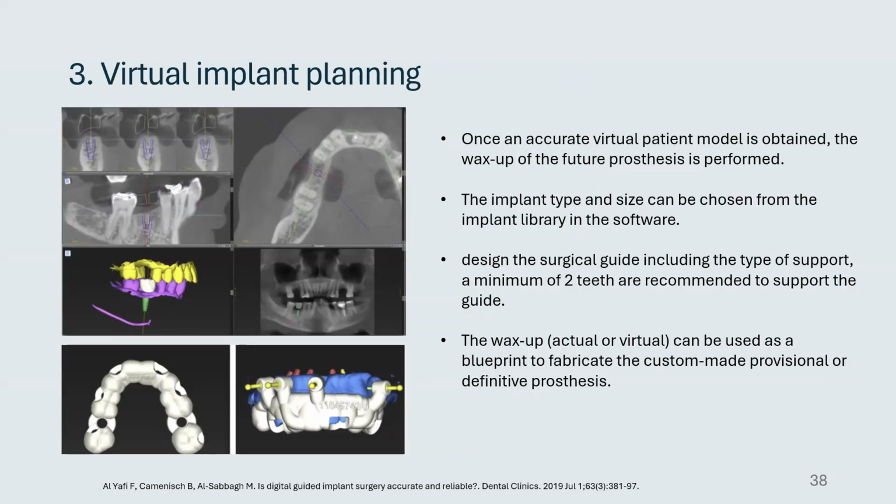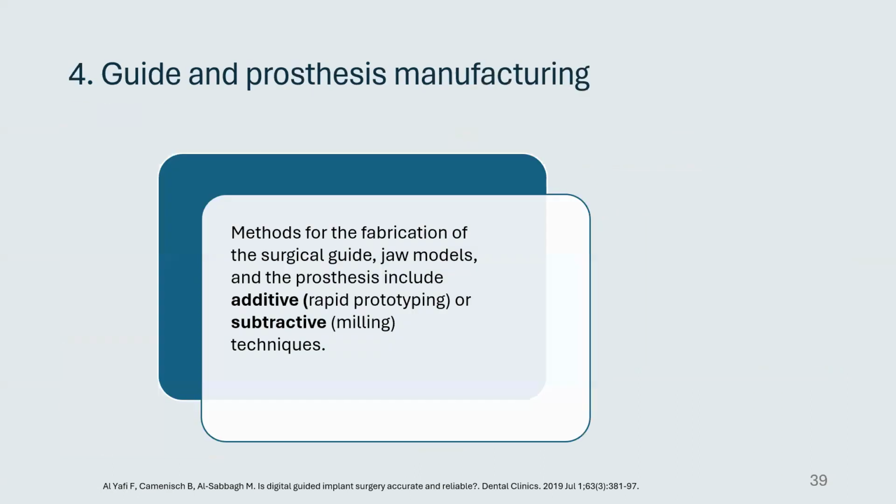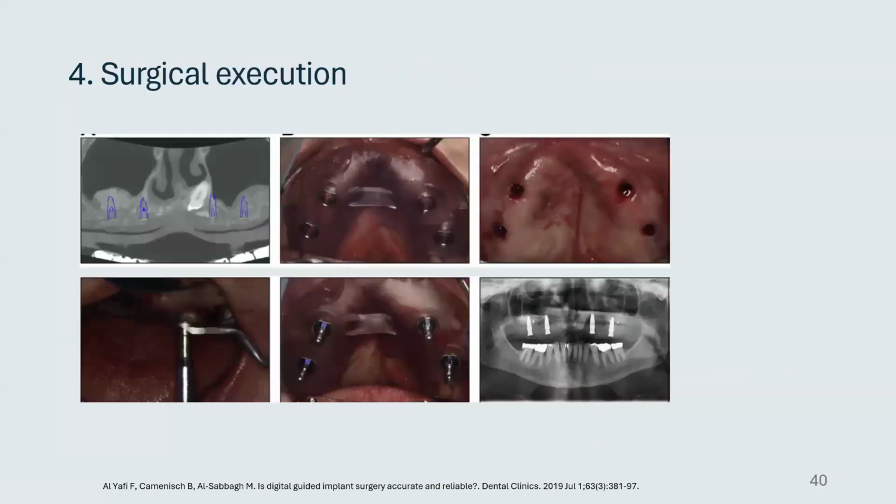Okay, now we have the design of the surgical guide in the software. It's ready to be manufactured. It can be manufactured through additive rapid prototyping or subtractive milling techniques. Okay, sorry, it's step number 5, the surgical execution. We have the surgical guide, we place it and fix it in the patient's mouth, and then we place the implants. Irrigation is very important because using surgical guides can cause overheating of the bone, producing more heat than freehand techniques.